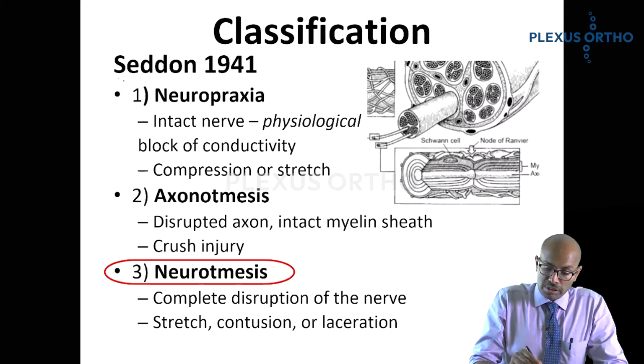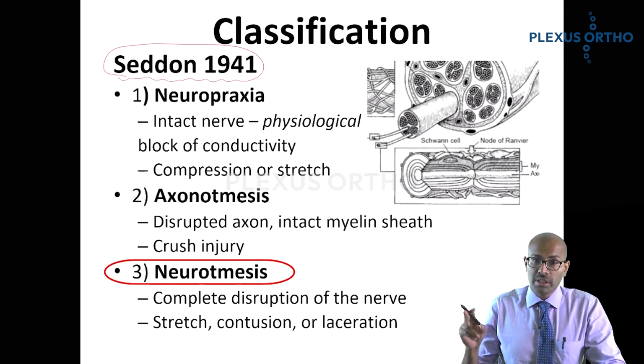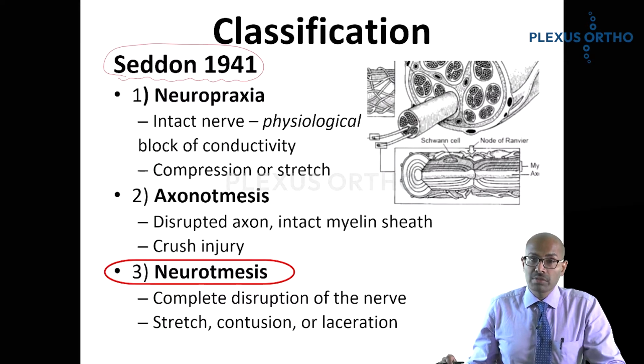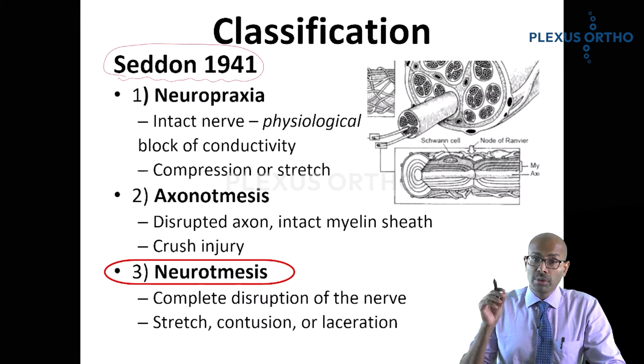Seddon's classification. Seddon first classified this in 1941. Seddon is the most commonly used classification. There's a second classification which is called Sunderland. This question will invariably be asked in your theory. At least 1 out of 4 of your papers will have a question on Seddon's classification, and it will definitely be asked in the practicals and in future life practice as well. It is a very important classification to remember.